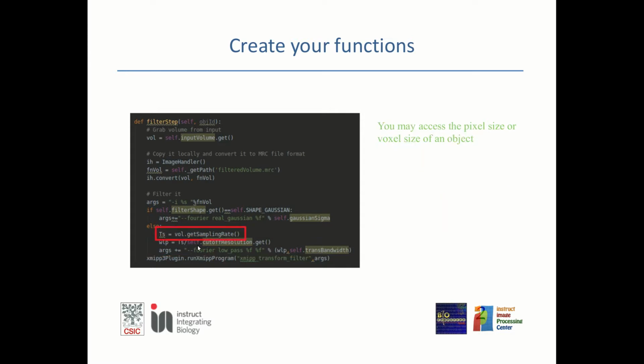Another thing that is shown in this example is that this volume, that is a Scipion object, has some properties that you may query. So one of them, for instance, is getting the sampling rate. The sampling rate is defined in angstroms. So you get a float that is this sampling rate of that volume, and you may use it for whatever purpose.